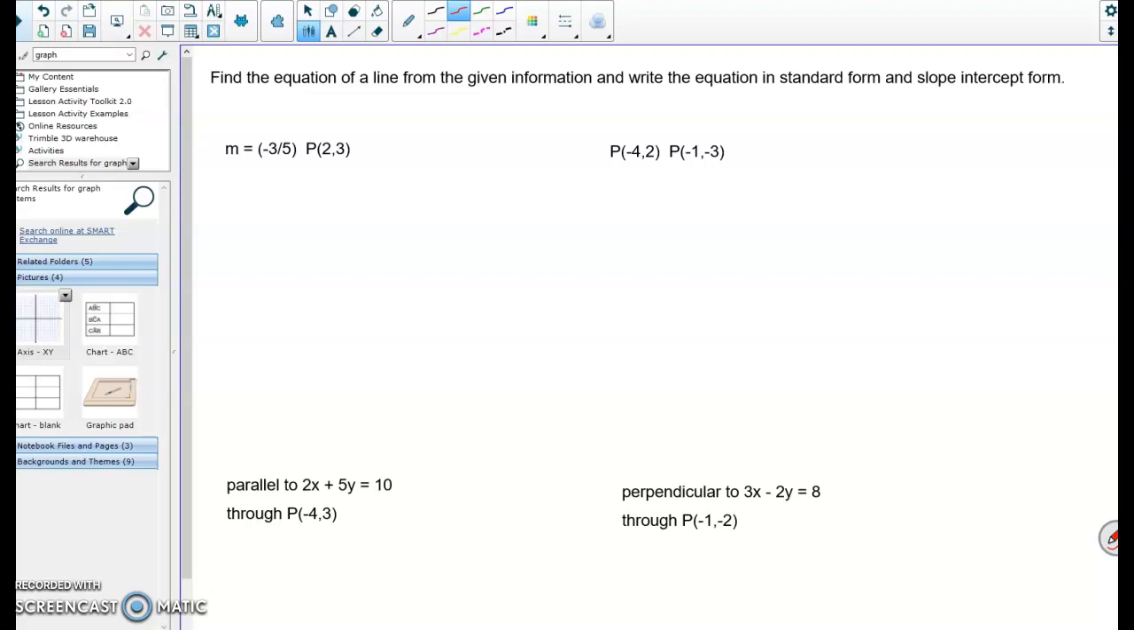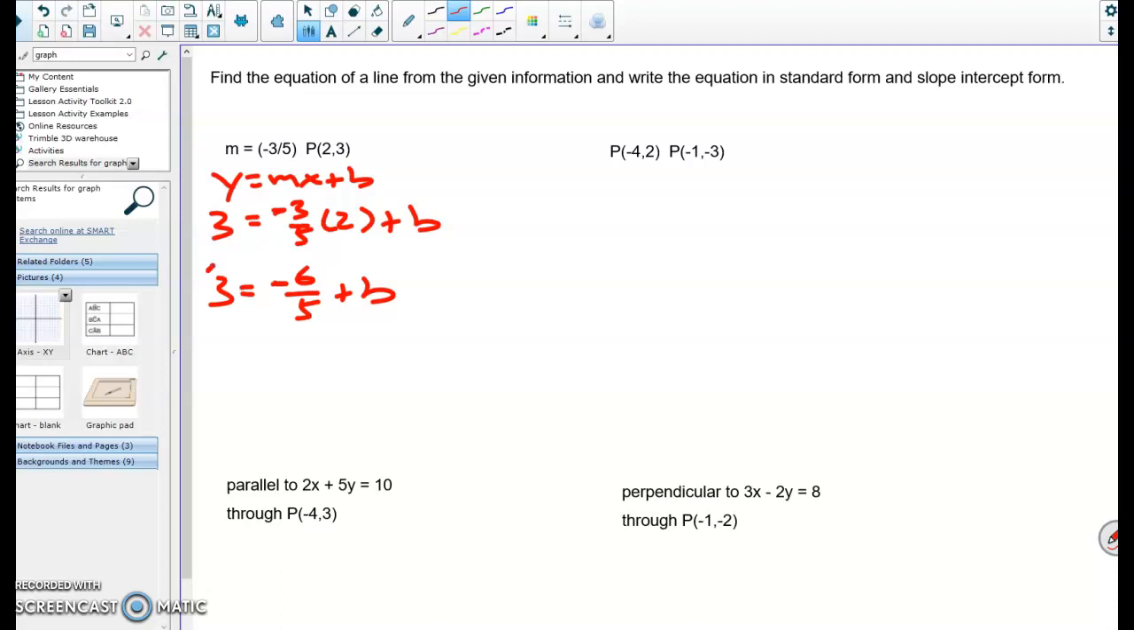When you're given a slope and a point, we're literally plugging the slope in, negative 3/5, and we're plugging the point in, (2, 3), and we're solving for our b. Negative 3/5 times 2 is negative 6/5. And now I need to get rid of my fraction. So I'm multiplying everything by 5. 15 equals negative 6 plus 5b.